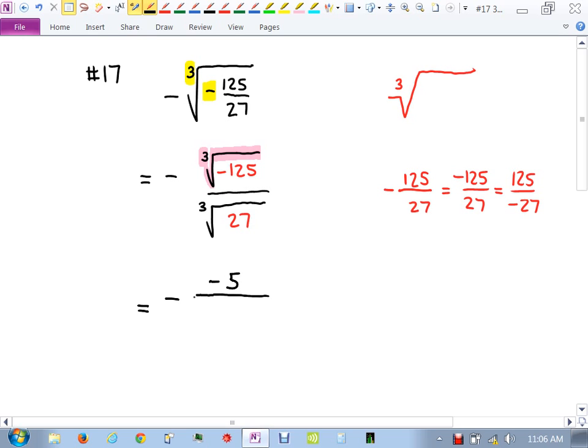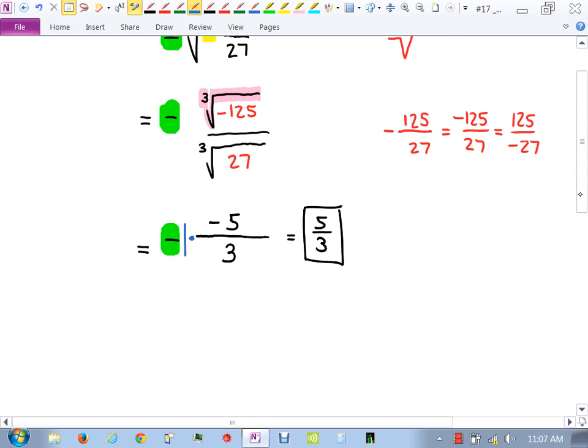And then in the denominator, what's the cube root of 27? What times itself 3 times gives you 27? 3. Now, that negative that I've had sitting out here in the front the whole time, isn't that really like a -1? And the other part of my answer is -5/3. So what's a negative times a negative? Positive. So it's +5/3. So yeah, that's if you look at that negative out front as a -1 and then multiplication. Any others?